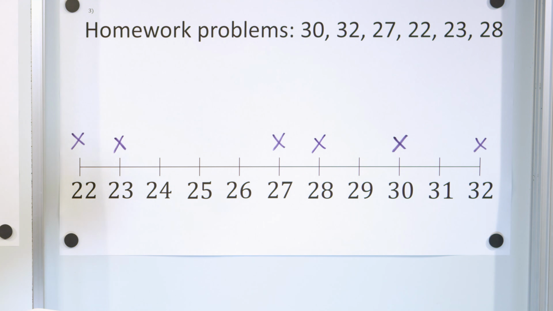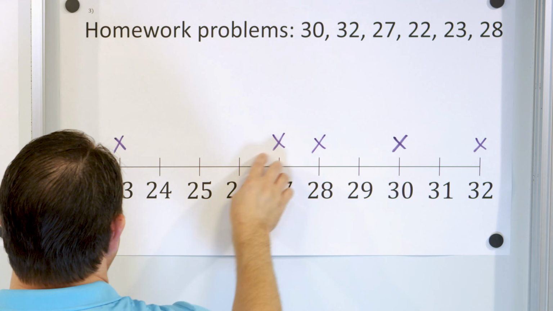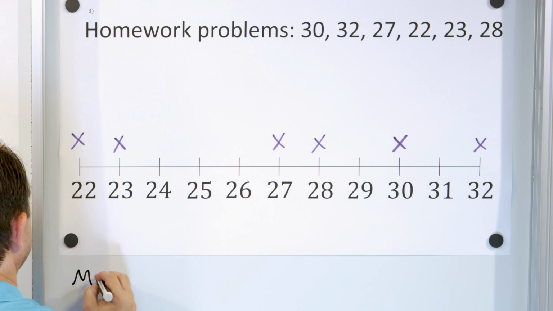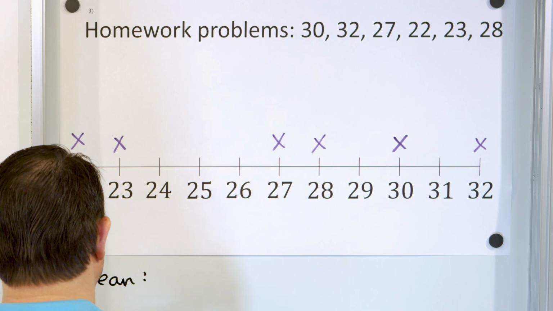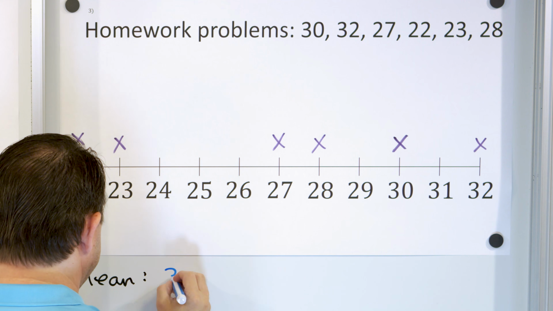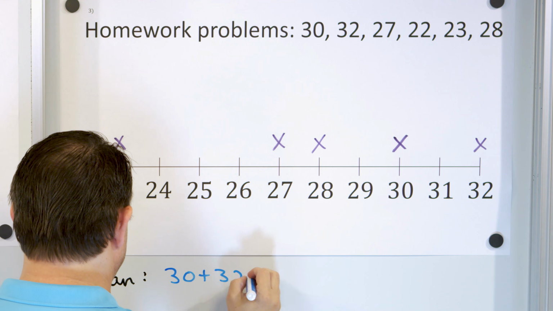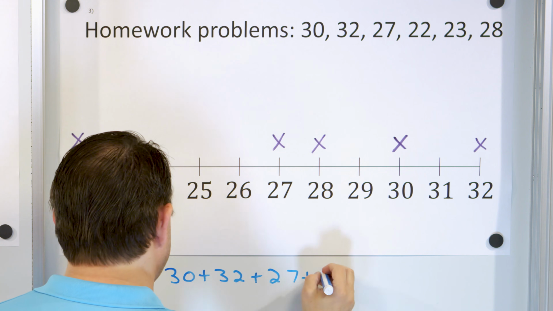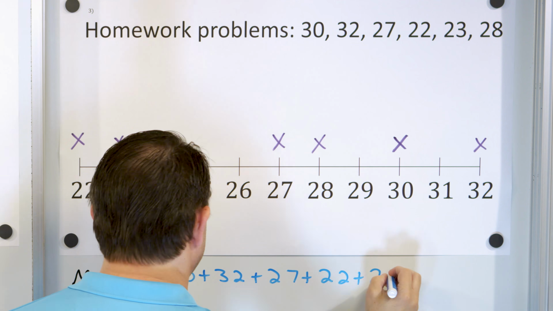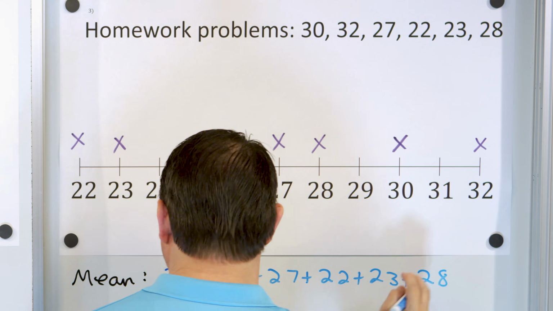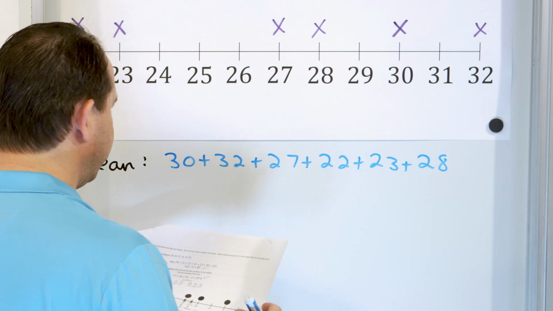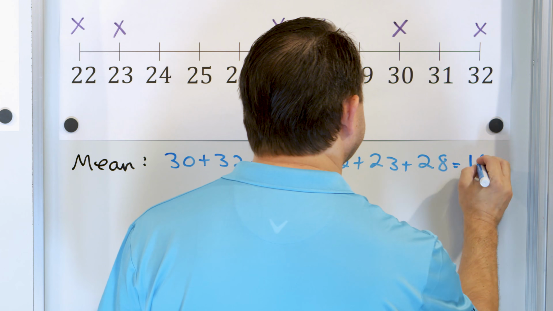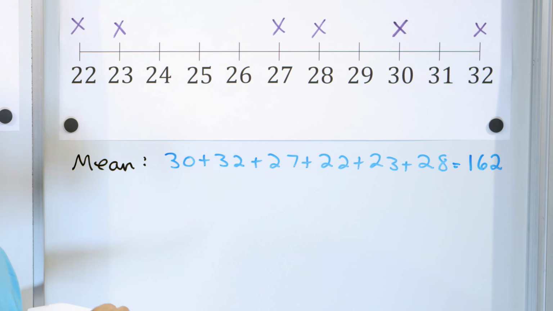Let me just double check myself. All right, now let's calculate the mean, the median, and the mode of this. What is the mean? The mean is going to be adding all of these up and dividing. So let's go ahead and add up 30, 32, 27, 22, 23, 28. So 30 plus 32 plus 27 plus 22 plus 23 plus 28, what are you going to get? 162 when you add that up either in a calculator or by hand.